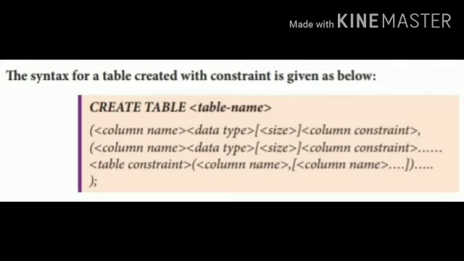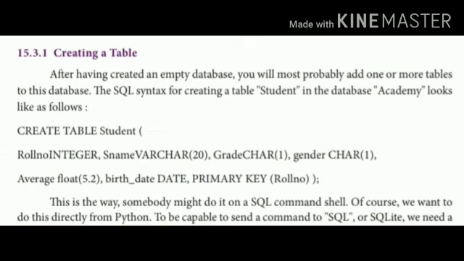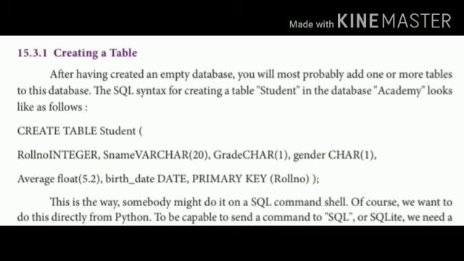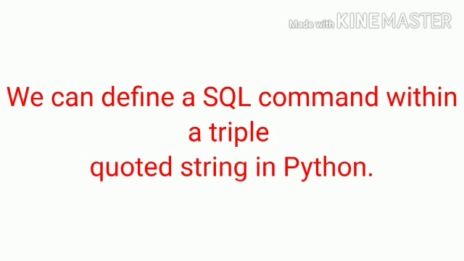For example, create table student, within parentheses we give the fields that are created: roll number, S name, grade, gender, average, birth date, and then lastly give the table constraint. For example, primary key for roll number. The primary key for roll number means setting a unique number for roll number.